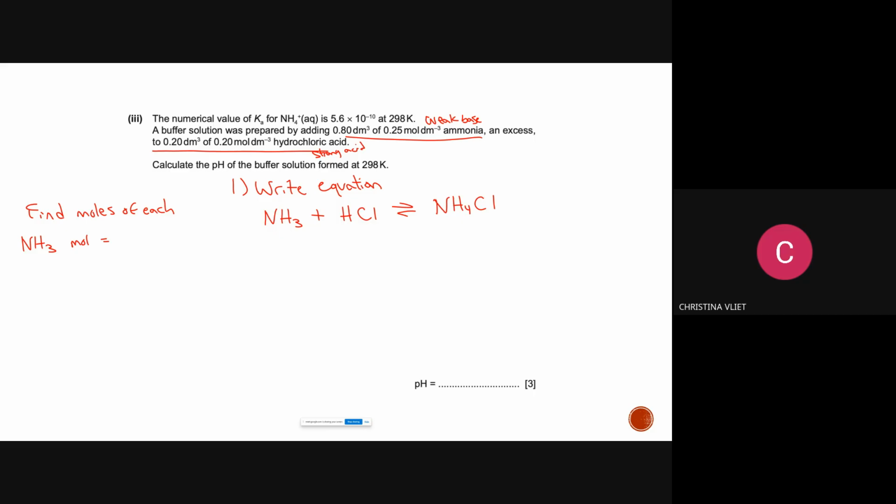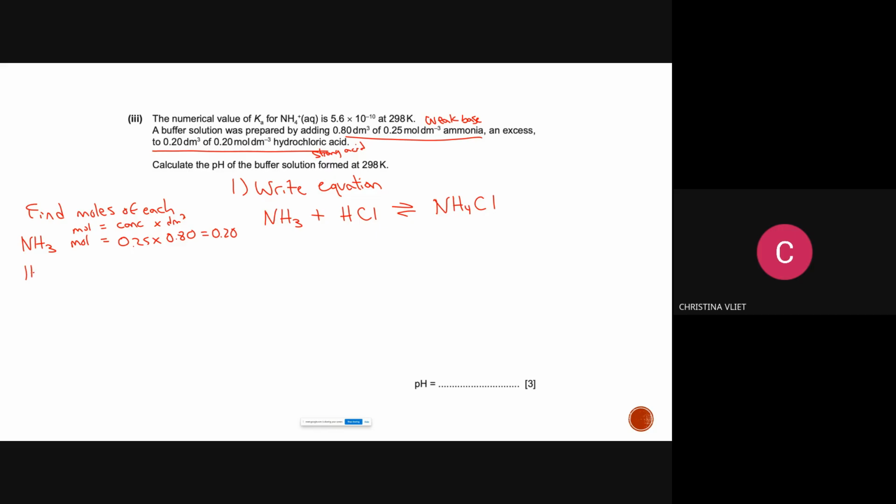So moles is concentration times volume, right? Just write it until you remember what to do. Concentration is 0.25, dm cubed is 0.80. I got 0.20. See if you got the same. 0.20 for NH3. Do the same thing for HCl.